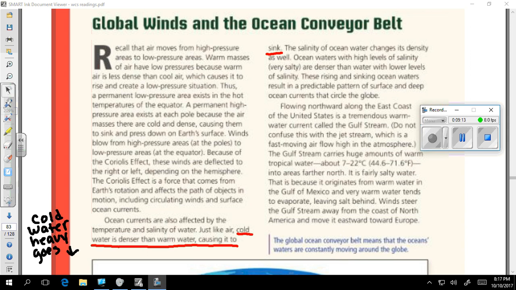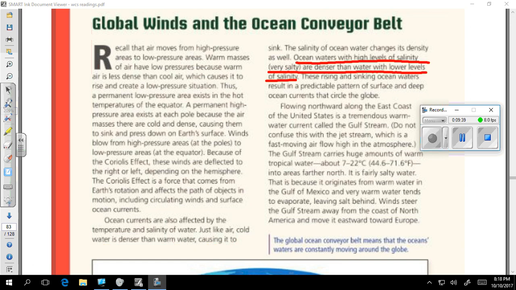And I need you to write on the side that cold water is heavy and it goes down and sinks. Water is just like air. The cold water or cold air is heavy and goes down. And just the opposite, if you have warm water, it rises just like warm air also rises.